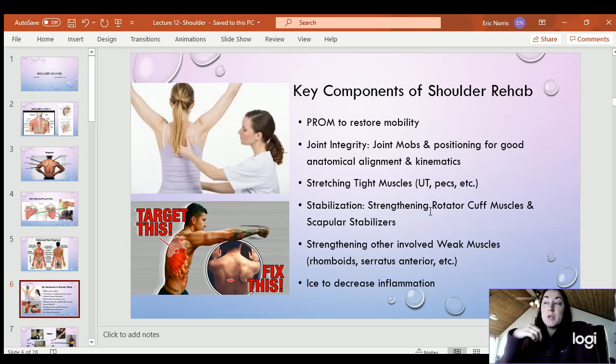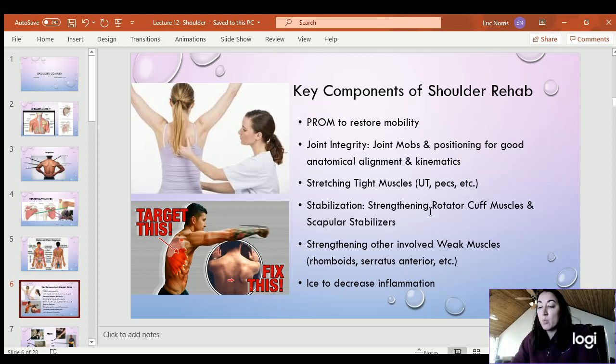We're going to do some maintain the joint integrity, whether that's through joint mobilizations, proper positioning and alignment while they're doing exercises, kinematics, just making sure that the good nutrients are able to reach the joint and the toxins are able to be pushed out, so movements of that joint. We're always going to stretch what's tight. Typically the upper traps and the pecs are the most tight, but you may find some other similarities.